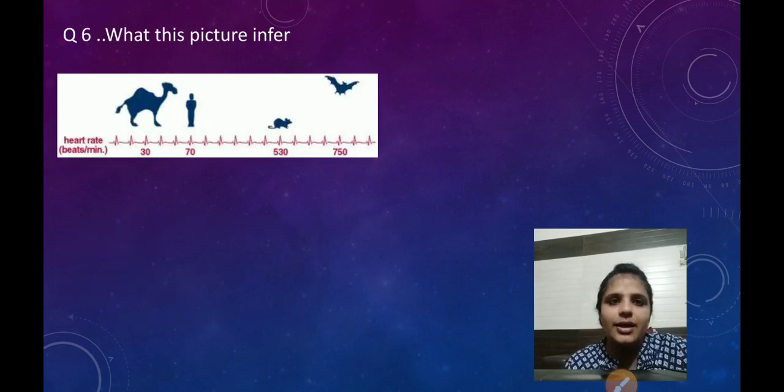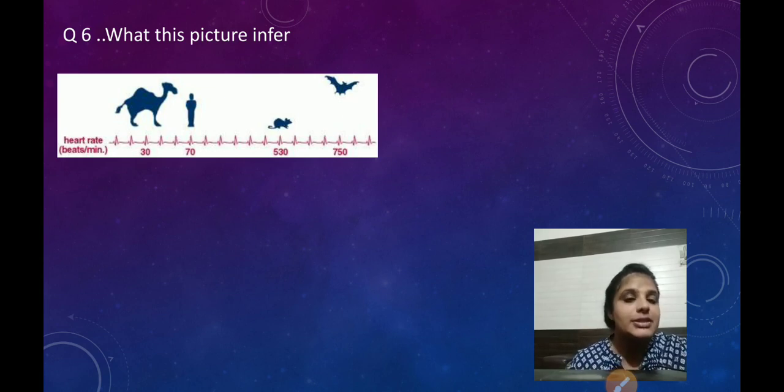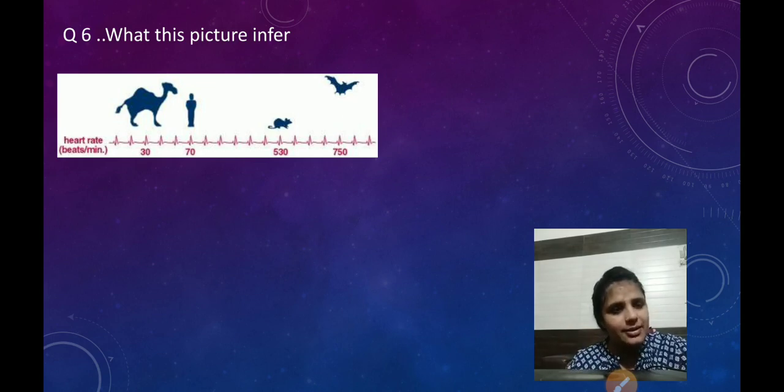Look at this picture. The heart rate of a camel is 30 beats per minute. The heart rate of a human is 70 beats per minute, a rat is around 530 beats per minute, and another bird is 750 beats per minute. What does it indicate? Size matters. Yes, size matters at the time of heartbeat. If the animal is very small, then the heartbeat will be high because it can circulate blood in the heart many times. So the heartbeat will increase.